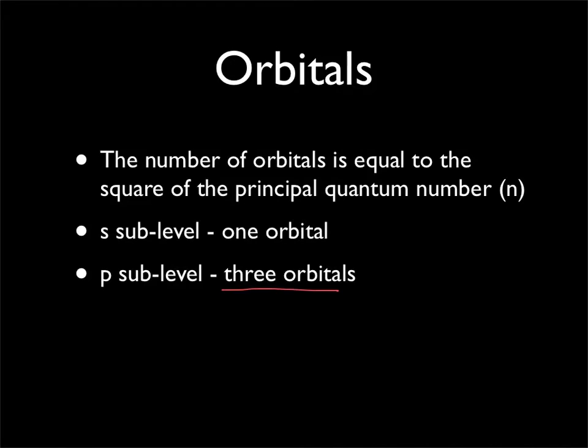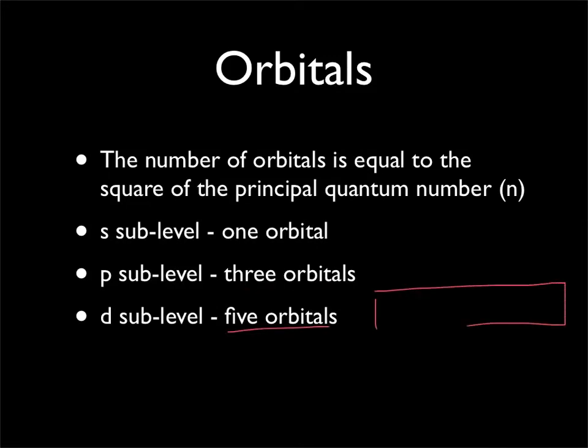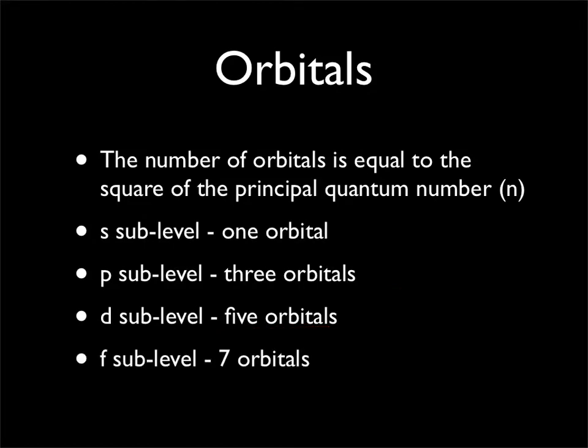D sublevel, 5 orbitals. Big room. 5 beds in this room. That's what they're talking about. 5 orbitals, 5 beds. Each bed holds 2 people. Each orbital holds 2 electrons. And in the F sublevel, 7 orbitals. Really big room. 7 beds.